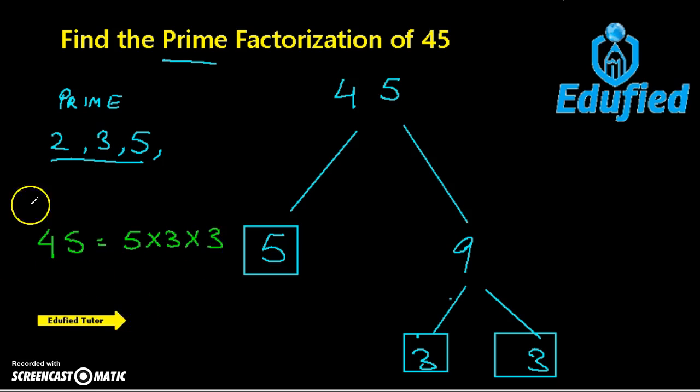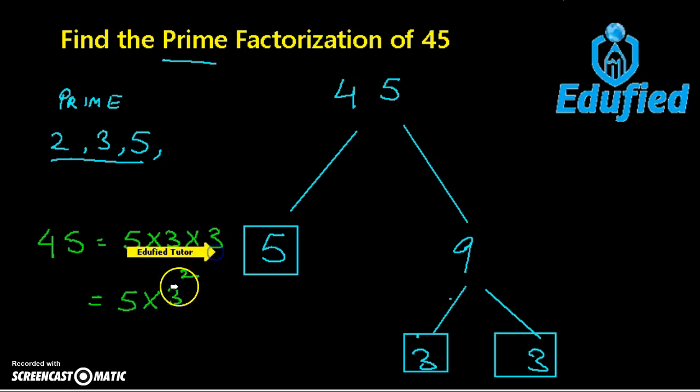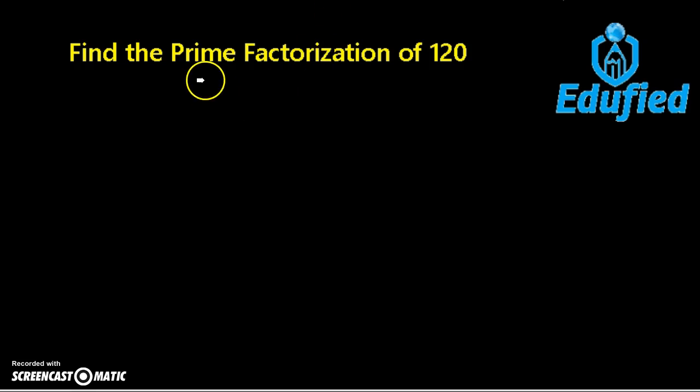And in case they ask you to write in the exponential form, we can write it as 5 times 3 squared. 3 times 3 is 3 squared. Let's try another one. Let's say we have prime factorization of 120.